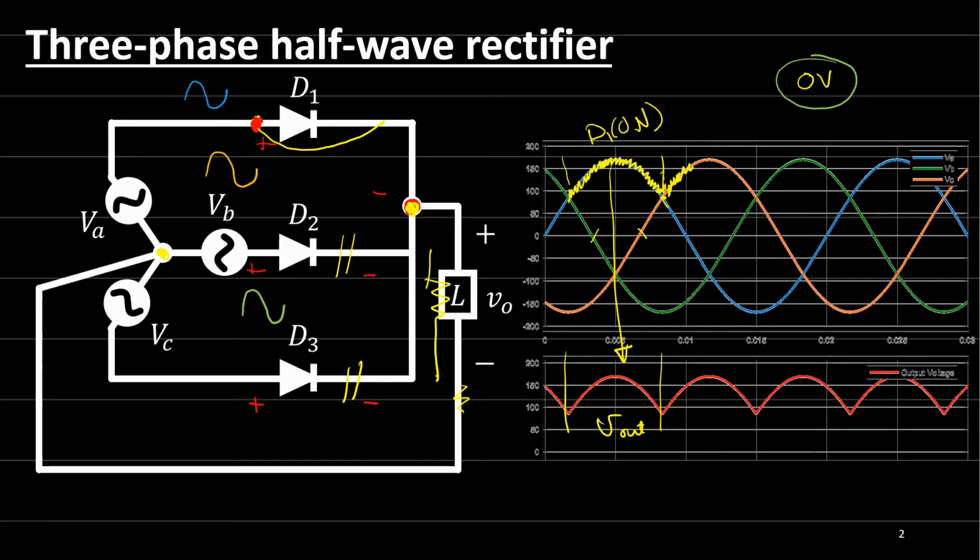Now, at this point, when VA became less than VB, so who is the winner here? VB. VB is larger than VA and VC, and at this point, diode 1 will be off. This will be open circuit, and diode 2 will be on, will be conducting. Okay, so at this point, diode 2 will be on, and this portion will come to the output.